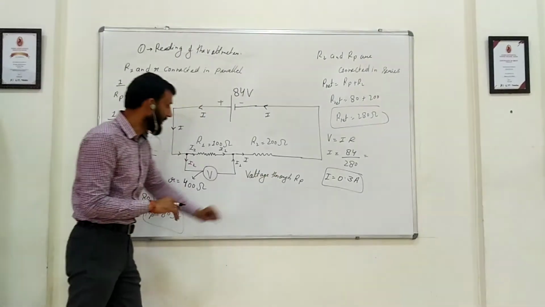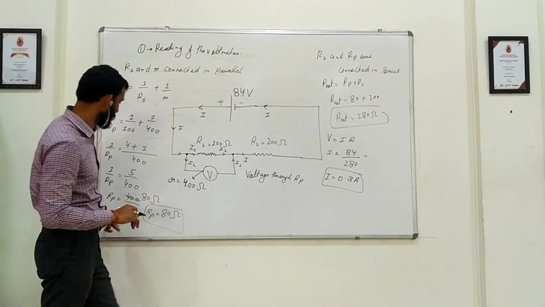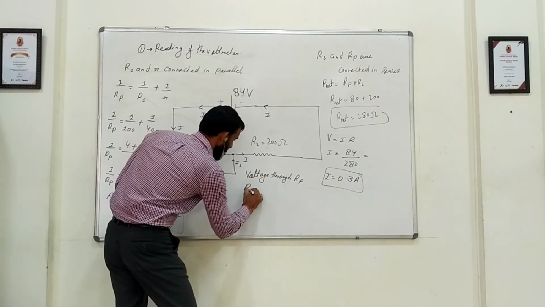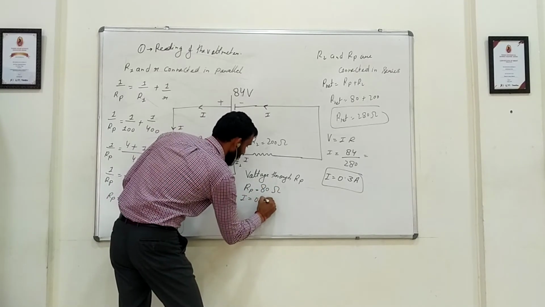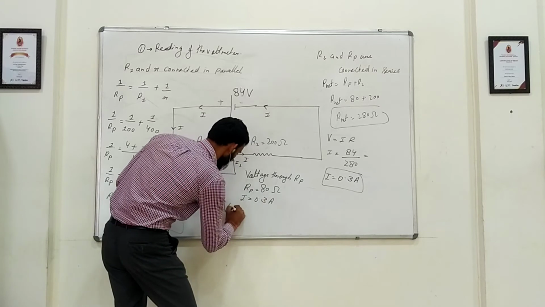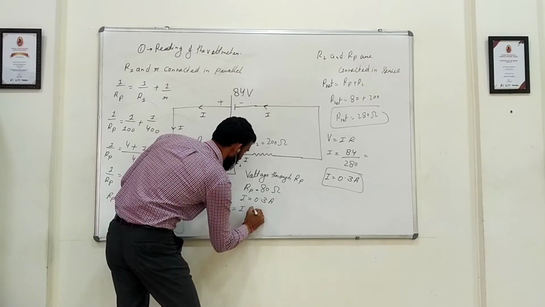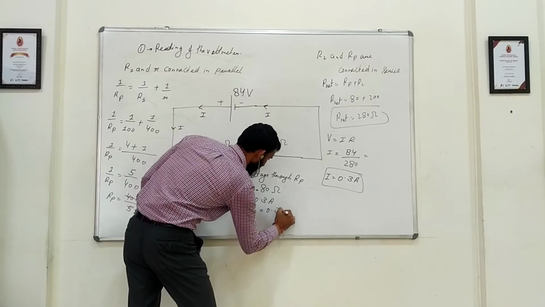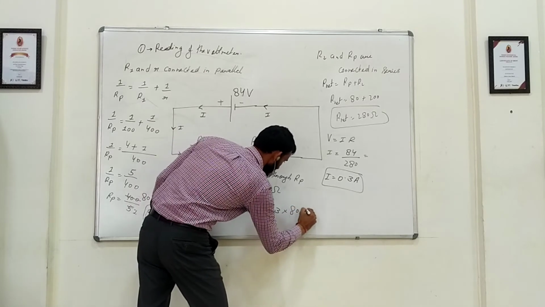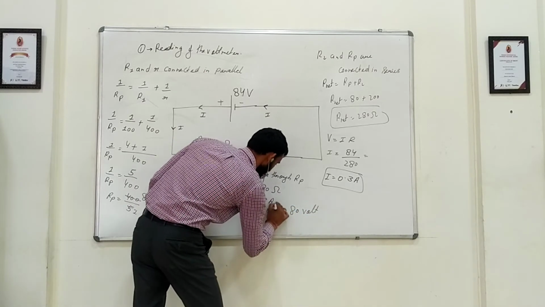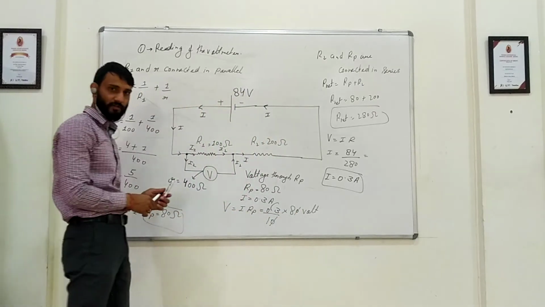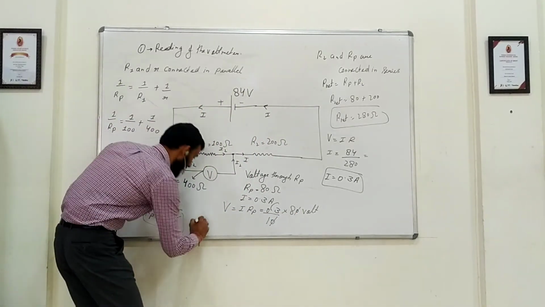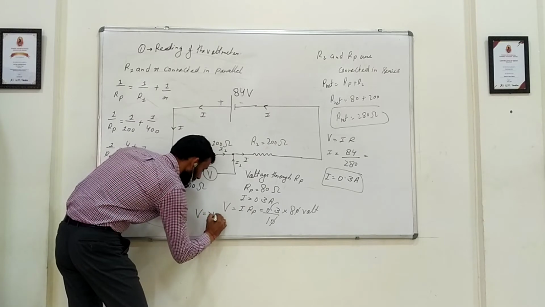So voltage through Rp: Rp is equal to 80 ohm and the current through it is 0.3 ampere. Then V is equal to I Rp. I is 0.3 into 80, and this is in volts. 8 threes are 24. So this voltage will be equal to 24 volt.